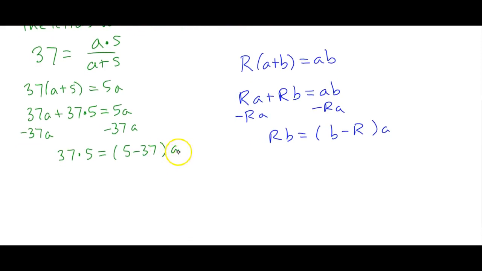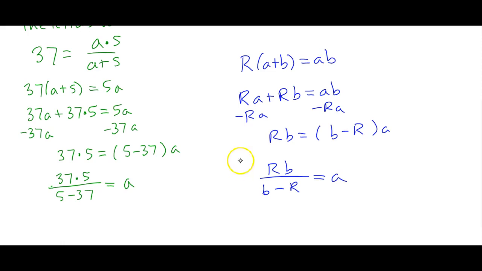And then to solve for A, your last step would be to divide by whatever coefficient A has, and you would make a fraction that would look like this. Well, we do the exact same thing with the letters. Divide by the stuff in parentheses, that's the coefficient of A. So we're going to divide by B minus R, and that's our answer.